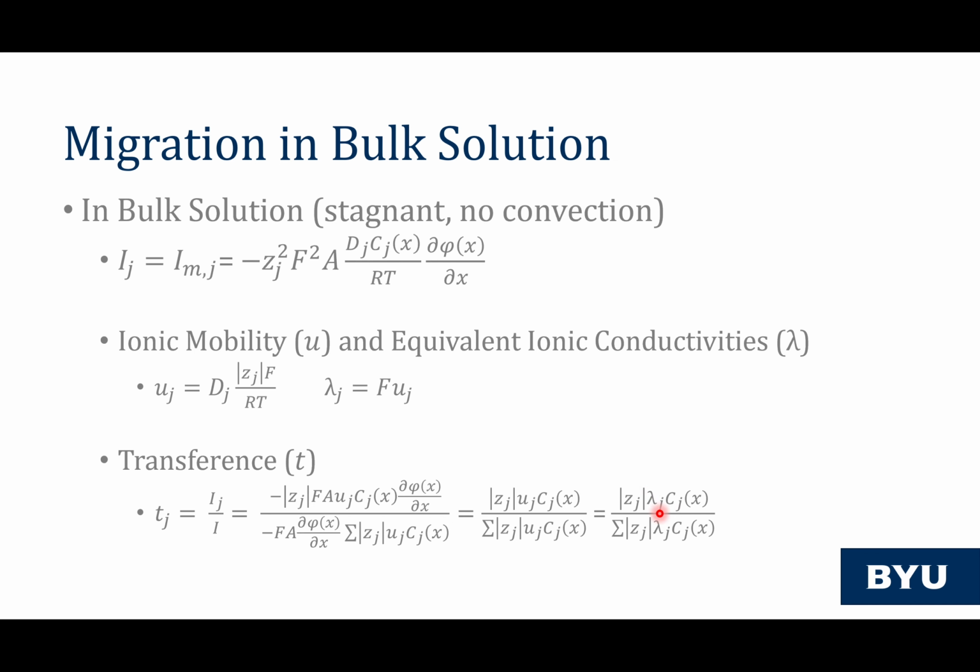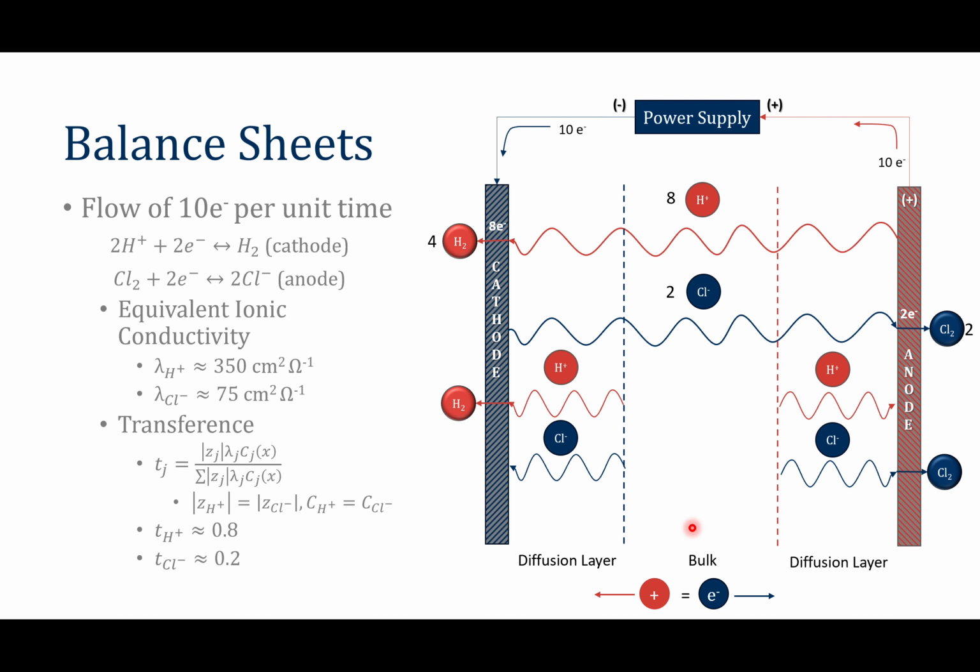And so transference, it's both a measure of how easily things are moving because of their charge in the electric field, and it also includes some concentration information as well. So we can use these transference numbers to do a really common exercise called a balance sheet.